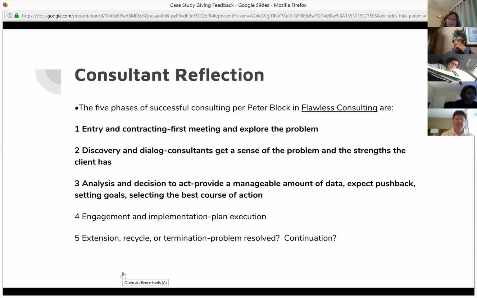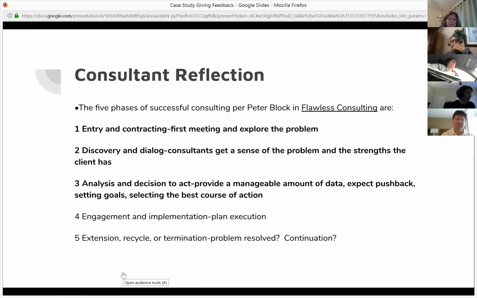And then I had also encountered, in the last case study, some of the essential readings. One of them was a reference to Flawless Consulting from Peter Block. In that, he points out there are 5 phases of successful consulting. The first one being entry into and contracting, actually the first meeting and exploring the problem, which is part of what we would have going on in this case because we just don't have a whole lot of information.